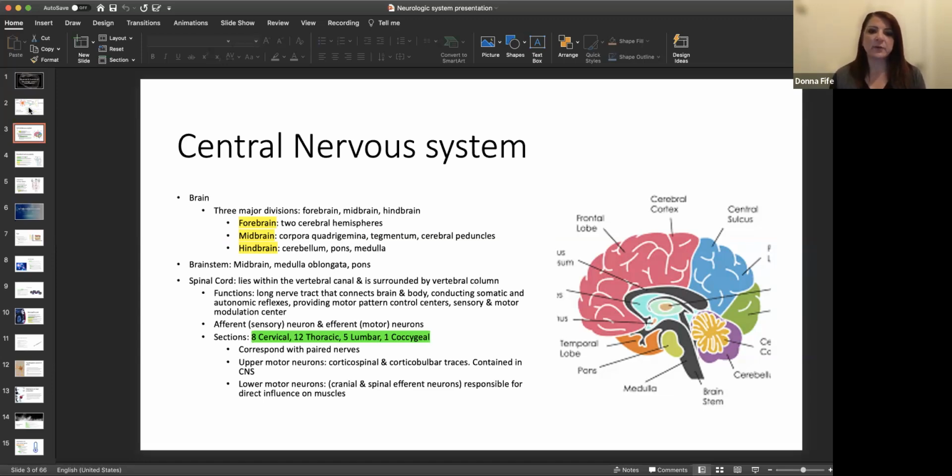There's upper motor neurons, corticospinal and corticobulbar tracts, which are contained in the CNS, and the lower motor neurons, which are the cranial and spinal efferent neurons, which are responsible for the direct influence on muscles.